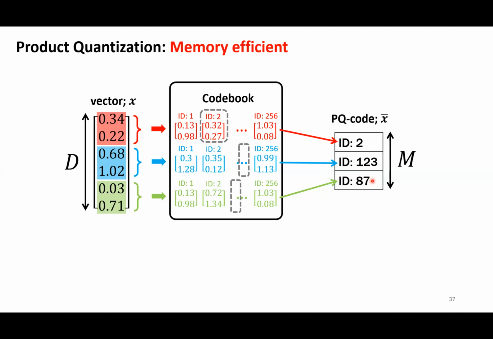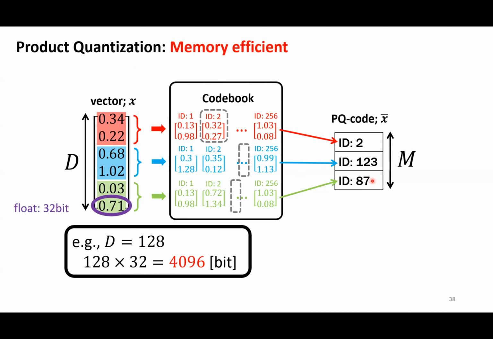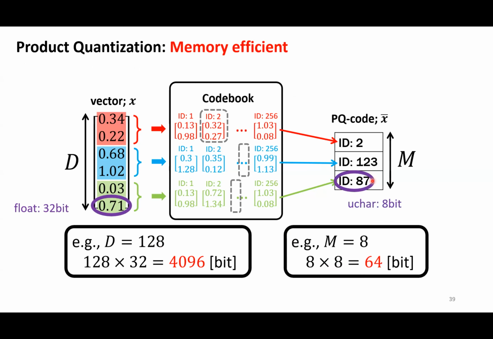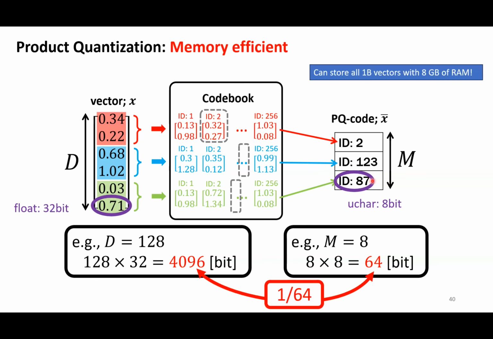So why is it memory efficient? And those are things that you often set yourself. Well, if D is large, for example, 128, and you had 32-bit floating point values, you get like 4 kilobits for the original vector. Now with this encoding, let's say your M is 8, and then you have 8 bits, then it's 8 by 8, it's only 64 bits. So you kind of reduced your size by a factor of 64, which means if you have your billion scale data set, you need 8 gigabytes of RAM to store these quantized compressed vectors.